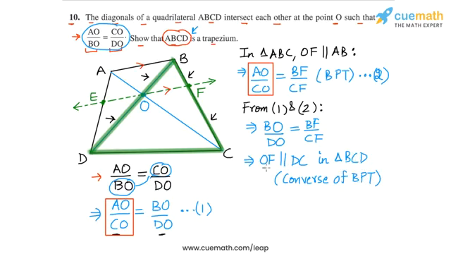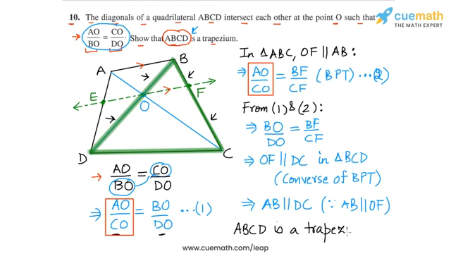Okay, and finally, if OF is parallel to DC, then we can say that AB must also be parallel to DC, and that's because AB is parallel to OF as well. So two lines which are parallel to a third line will be parallel to each other as well. So we have concluded that AB is parallel to DC, and this means that ABCD is a trapezium. This is what we had to prove. ABCD is a trapezium. So that completes our proof for question number 10.